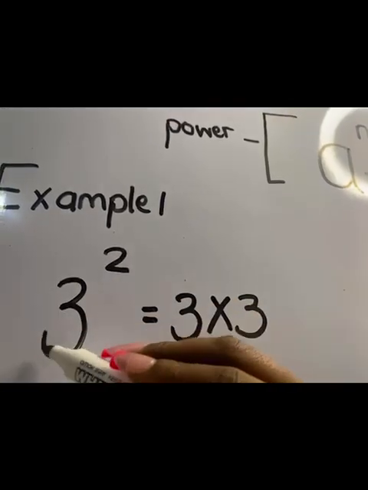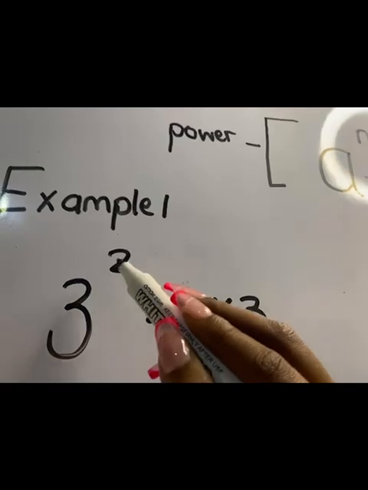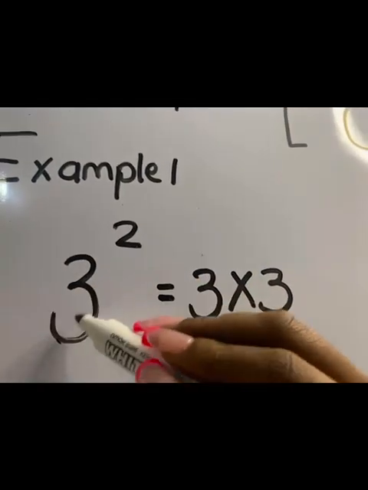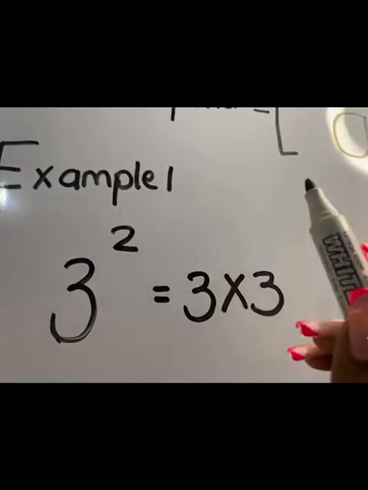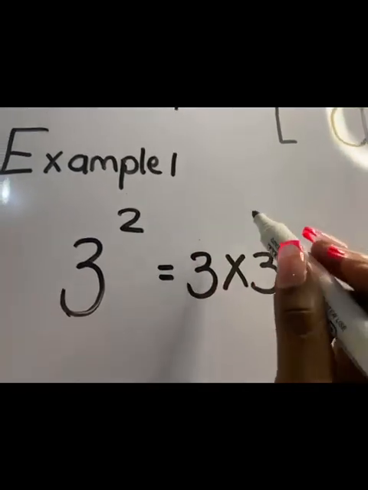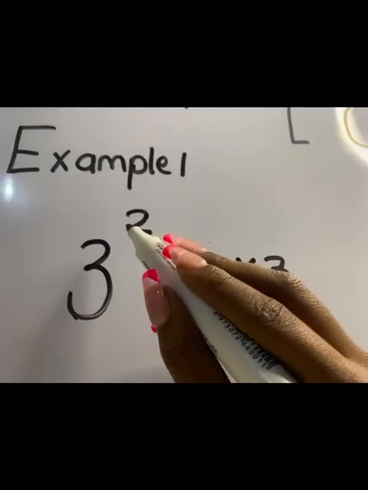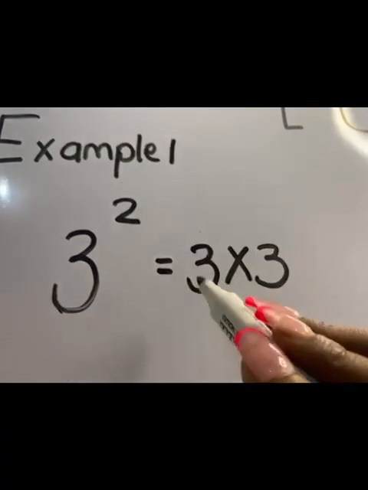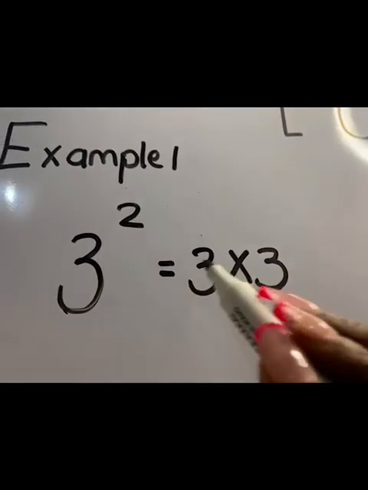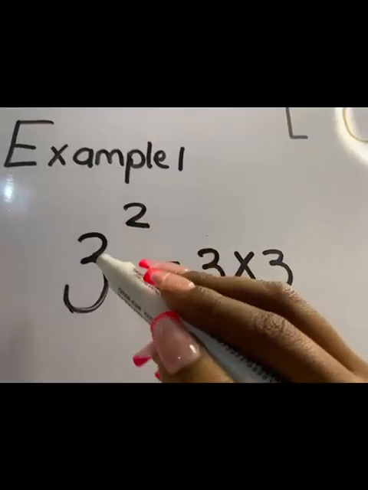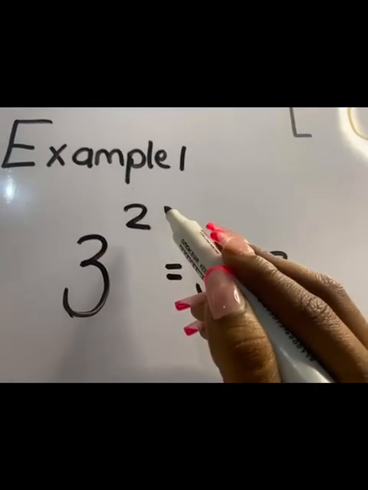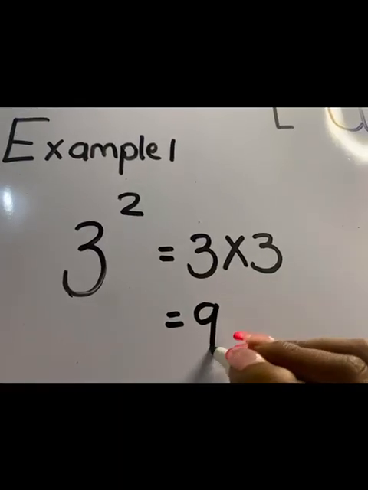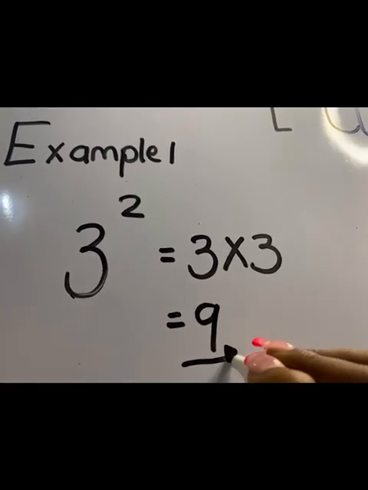So we look at the base and we ask ourselves, what is the power? Now the power is 2, so meaning this base is repeating itself by the number of the power. So this 3 is repeating itself twice because the power is 2. So 3 times 3 can be written as 3 to the power of 2, which is equal to 9, not 6.